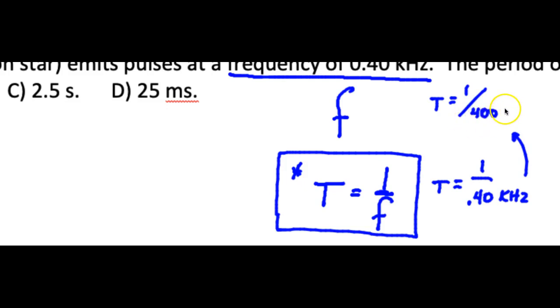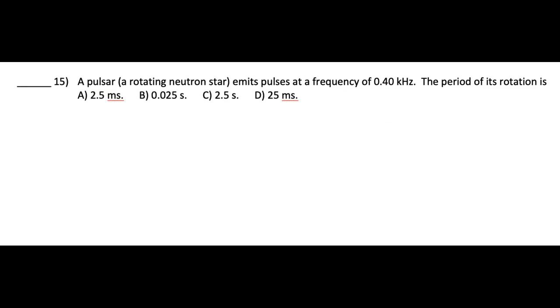And so we can find the period by plugging in the value of 0.4, and that's in kilohertz. So that's 0.4 thousand hertz. Another way of thinking about that is period is 1 over 0.4 times 1,000, which is 400. I moved the decimal place 3 times. So 1 over 400 hertz, and that's where I get my answer, which is A. 2.5 milliseconds.